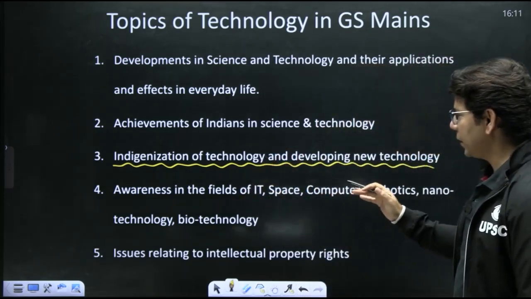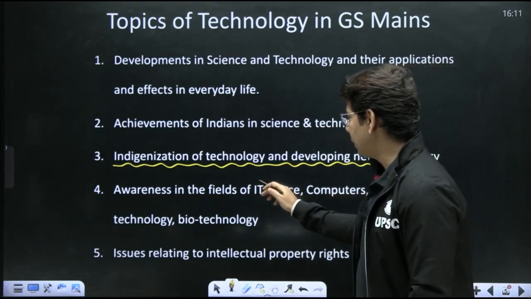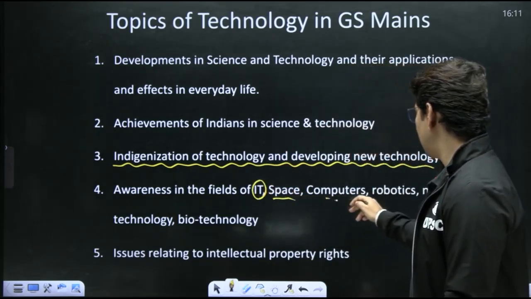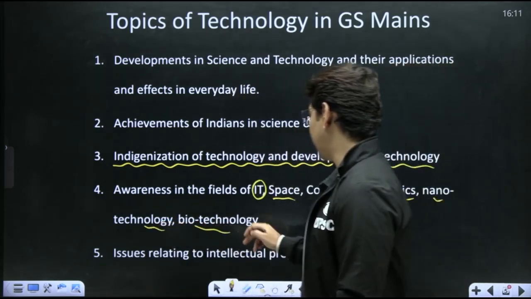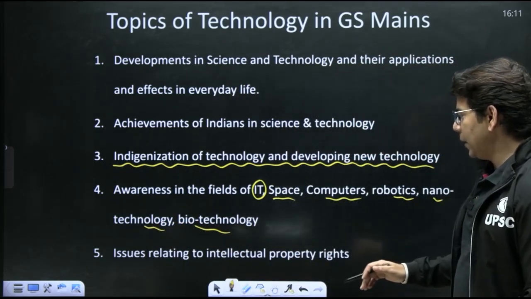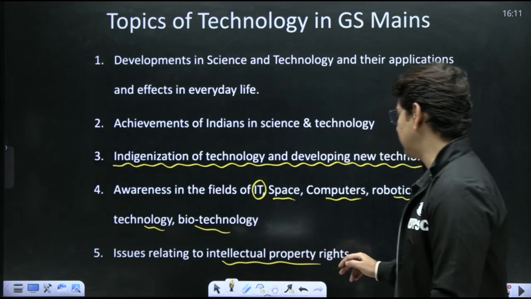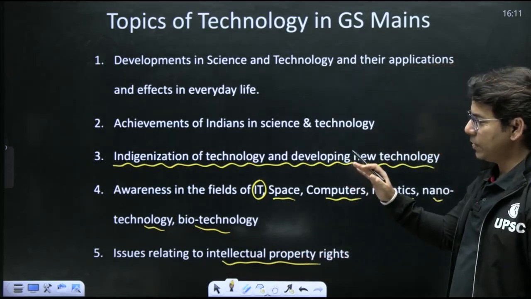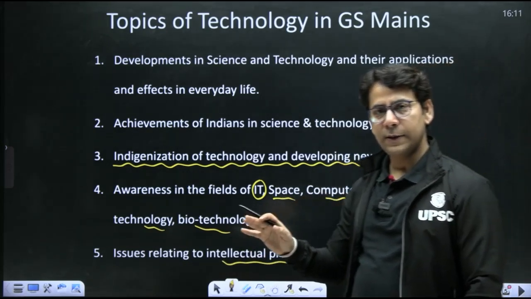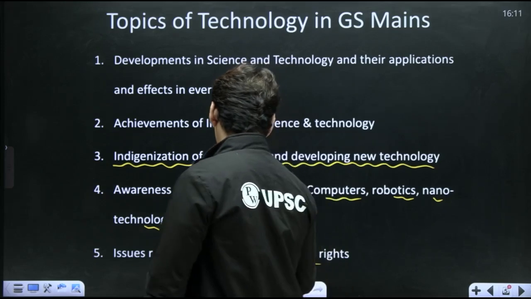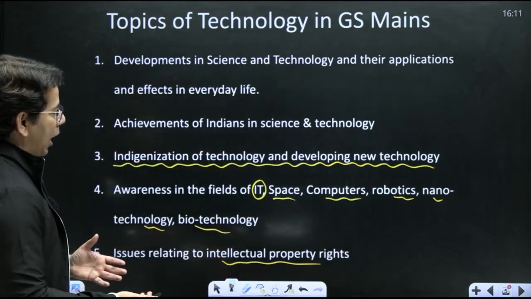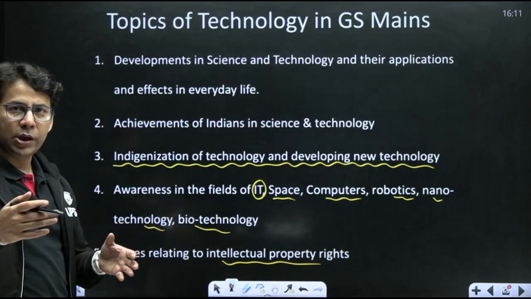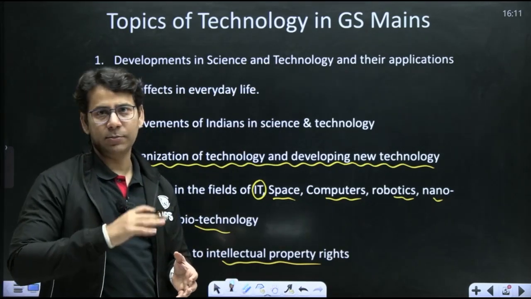Then there are certain areas which have been given, like IT, space, computers, robotics, nanotechnology, and biotechnology, right? Then there is something called intellectual property rights. These are the syllabus points which have been given by UPSC, right? But additionally, I can add something to that. How can I add something to that? By looking into the past year question paper, we can add something to that.